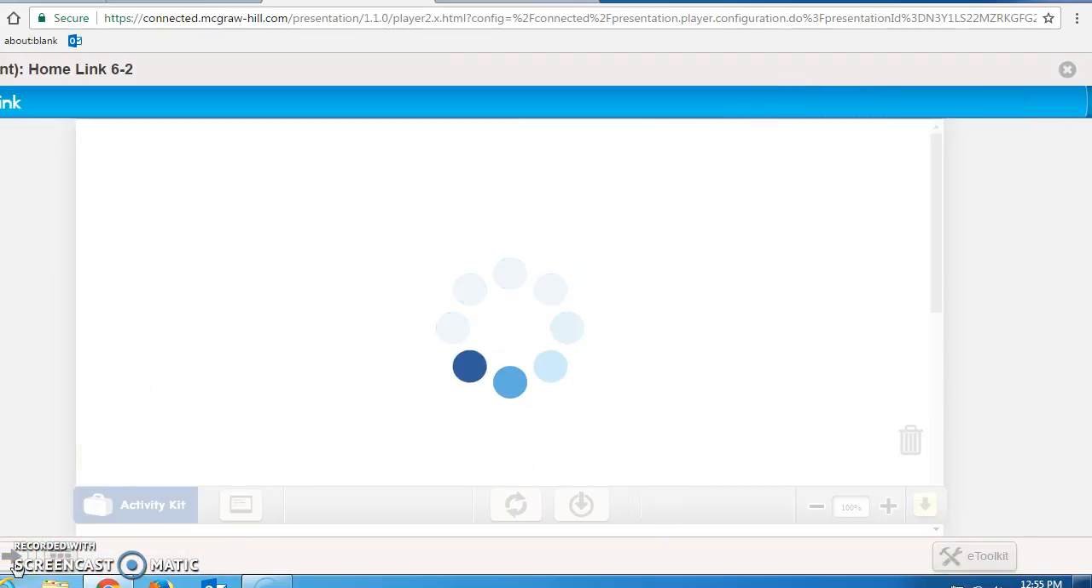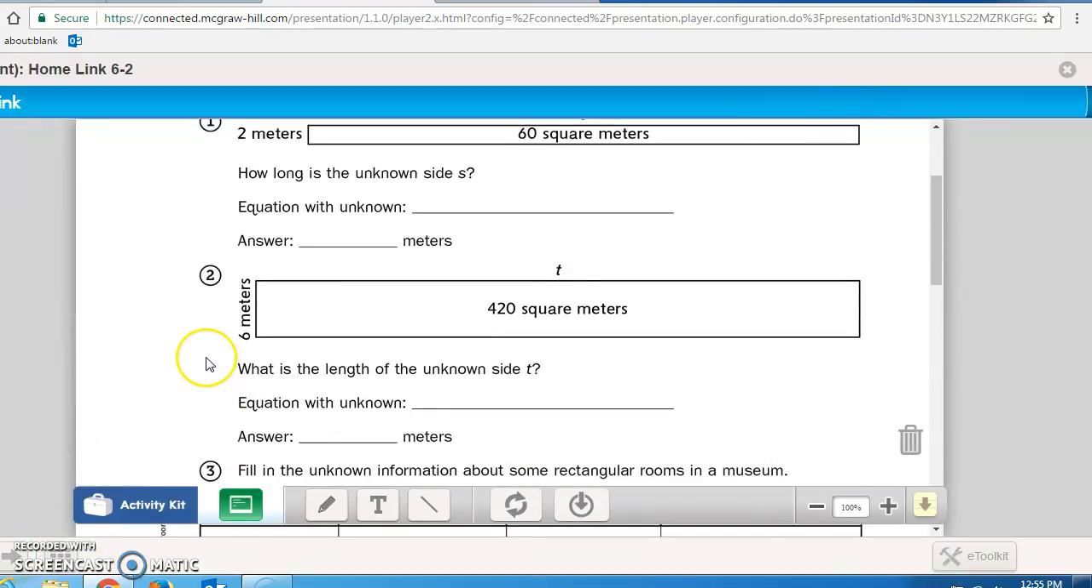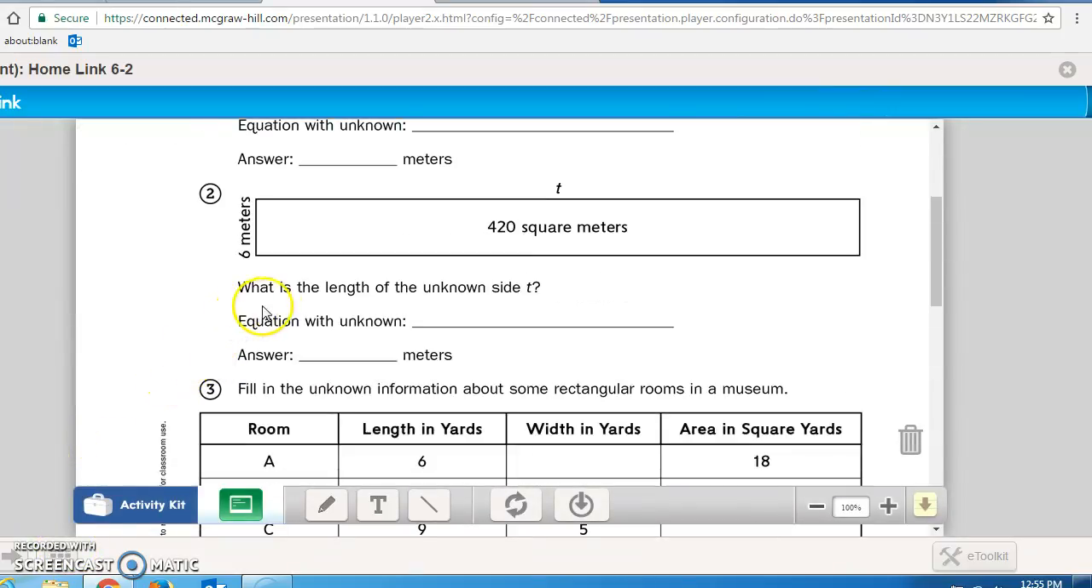When you finish number 1, you may go on to number 2. It is asking a similar question. What is the length of the unknown side T? Again, you have the area, and you have one measurement, so write your equation with that unknown T in it, and then write your answer.